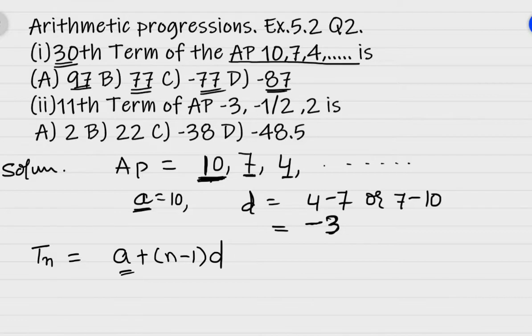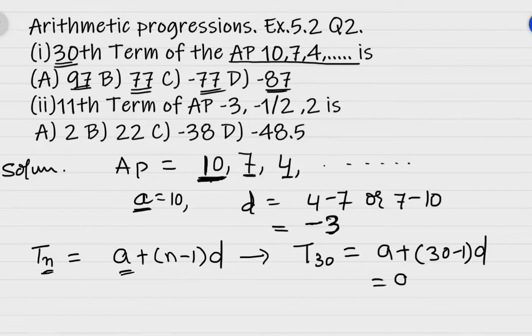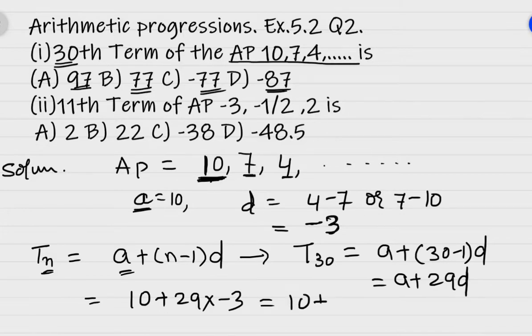Now see, you know A, you have to find the 30th term. So here you will write T30. 30th term will be equal to A plus 30 minus 1 into D, that is equal to A plus 29D. So what is your A? Your A is equal to 10 plus 29 into your D, which is minus 3. So what will you get? 10 plus 29 into minus 3. See, 3 9s are 27, 3 2s are 6 and 2, that is 8, and this is minus 87. So 10 plus minus 87 is minus 77.